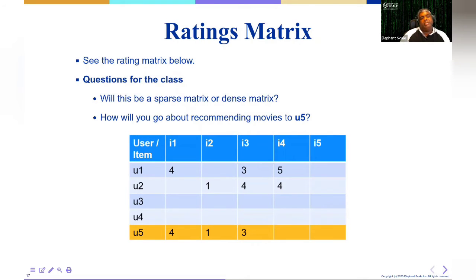Let's say this is my ratings matrix. I have users in rows: user 1, user 2, user 3, and they have items. These could be movies, shopping items, whatever we have. And these are the ratings: 4 stars, 5 stars, 3 stars. So look at the item ranking matrix. First question for you guys: is this going to be a sparse matrix or a dense matrix?